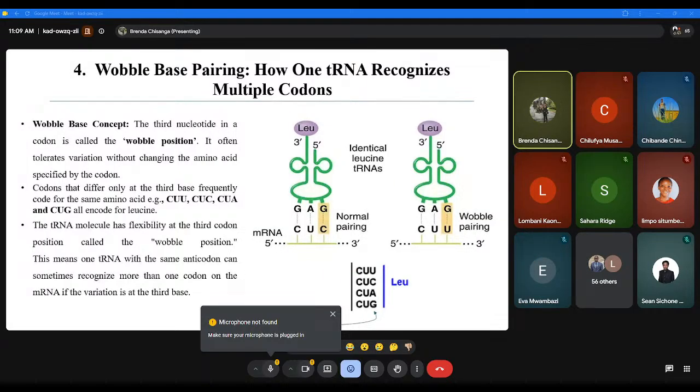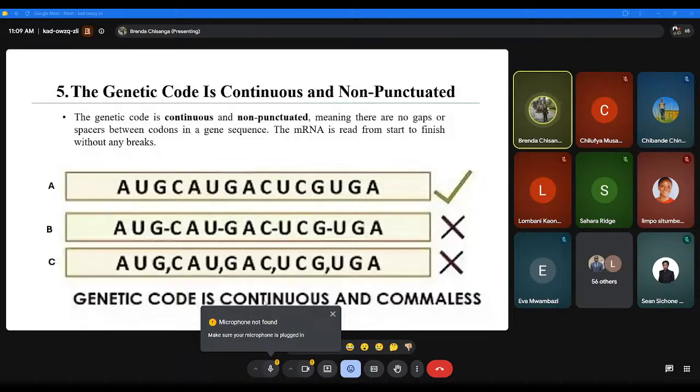Okay, now let's go to another property of the genetic code. The genetic code is continuous. It is not punctuated. Normally, when you're reading or when you're writing, we use punctuation to give meaning to what we are saying. And also, to rest, as you read, there's no way you can read a paragraph with 2,000 words without a full stop, without a comma, and things like that. So normally our language in English, in Bemba, and all those other languages, we use punctuations. But the language of the genetic code is not punctuated. Sometimes it's even referred to as commaless. There are no commas, there are no full stops.